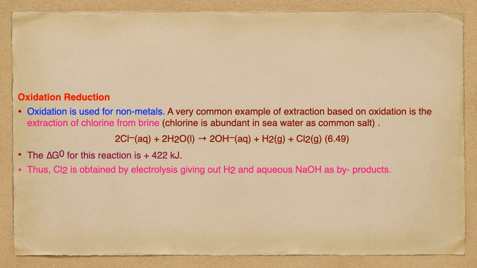Oxidation, next process. Oxidation is used for non-metals. A very common example of extraction based on oxidation is the oxidation of chloride from brine. Chlorine is abundant in seawater as common salt. Therefore, Cl- is in aqueous form. In water, H2O is liquid. We will get 2OH- aqueous, H2 gas, Cl2. The delta G naught for this reaction is 422 kilojoules. Thus, Cl2 is obtained by electrolysis, giving out H2 and aqueous NaOH as byproducts.